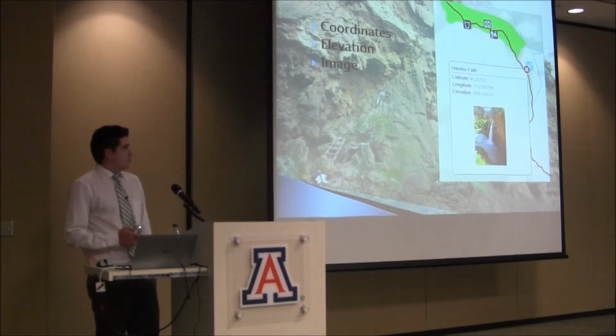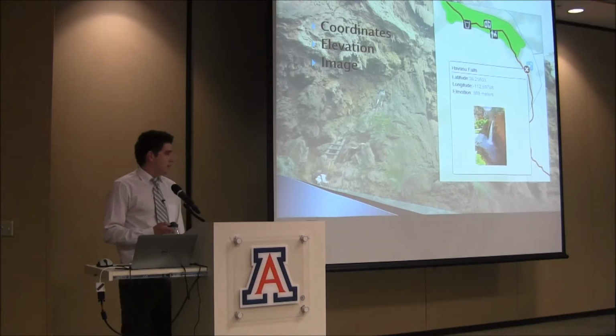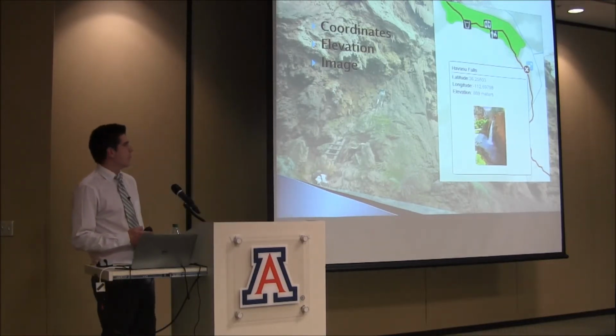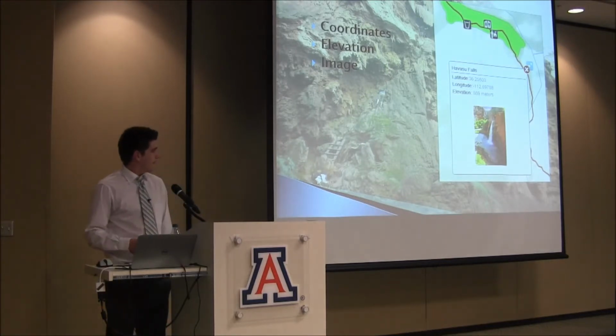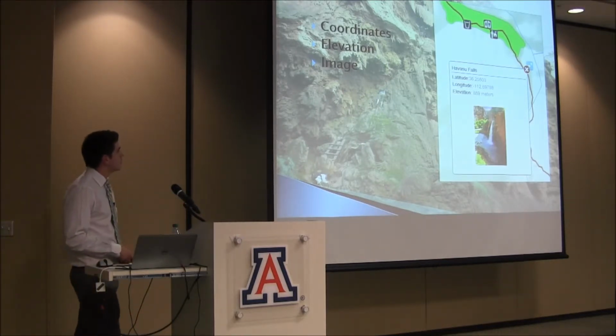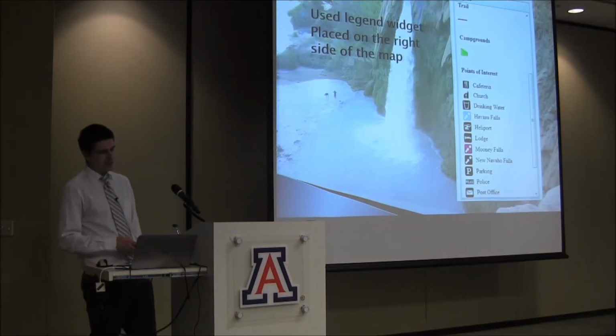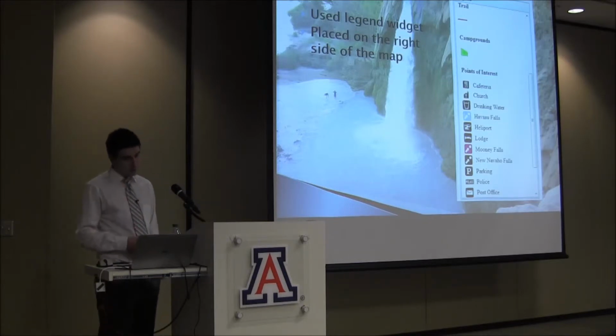For this part, I had to embed an image into the pop-up, so I had to publish all images on a Google account and then copy the links into the attribute table. I also had to add a legend widget, and then using CSS, I placed the legend on the right side of the map.